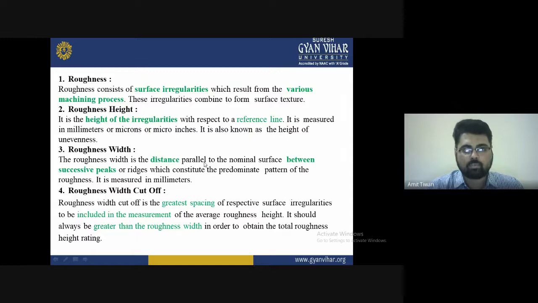Surface roughness consists of surface irregularities which result from the various machining processes. These irregularities combine to form surface structure, and the surface height is indicated by the surface area. The irregularities are the most important term used to identify surface roughness. If more irregularities are obtained, it indicates that the surface roughness will be higher.